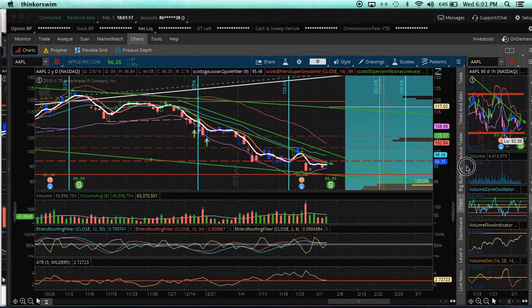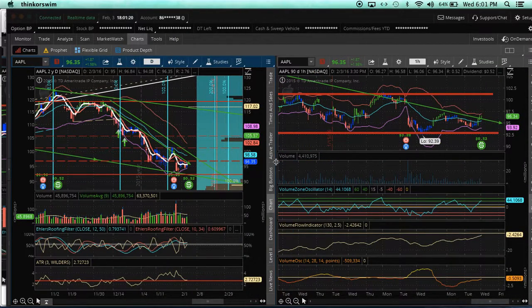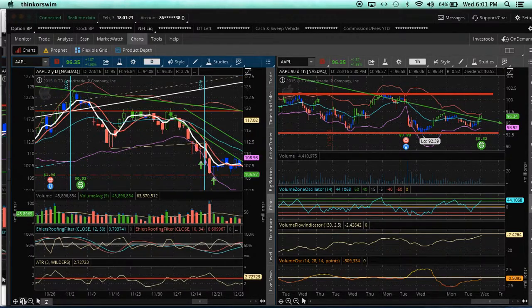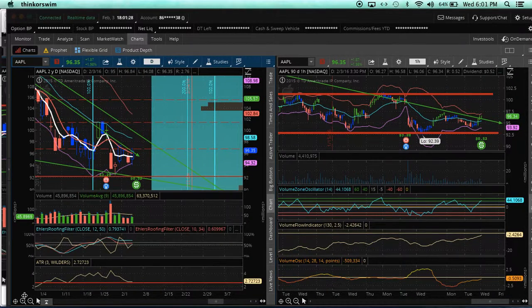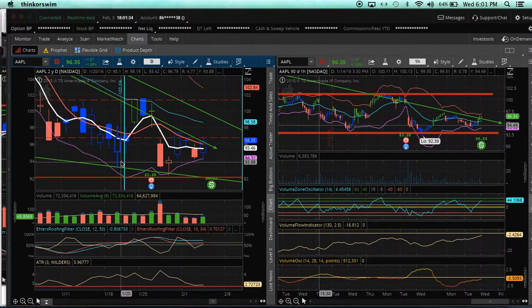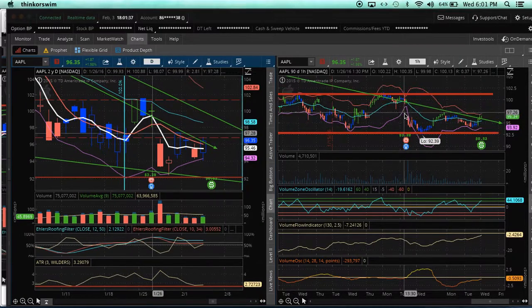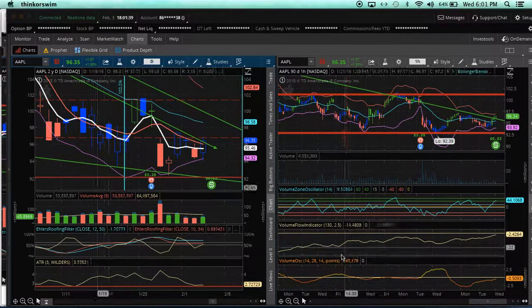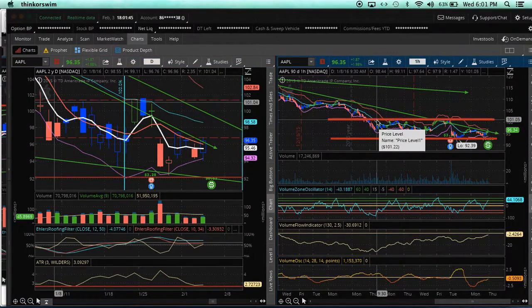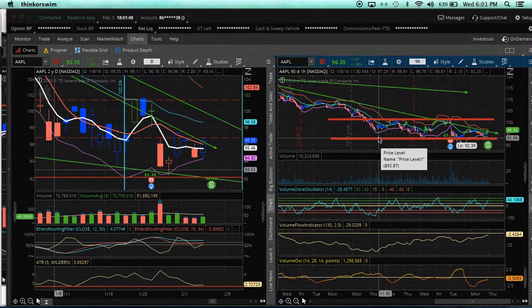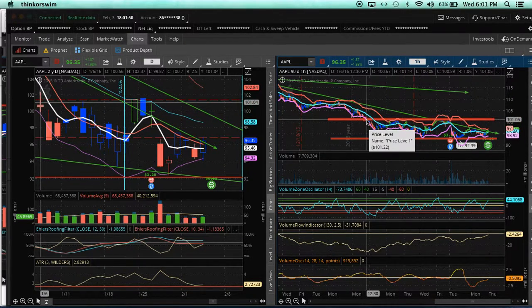All right. Now, one last thing. That's a closer up picture of what's happening on a daily. This is an hourly, and what I wanted to show you here was really how long it's been in this range from 101 down to like 92.39. All right, it's been in this range since January 6th. So it's been in this range for about a month.